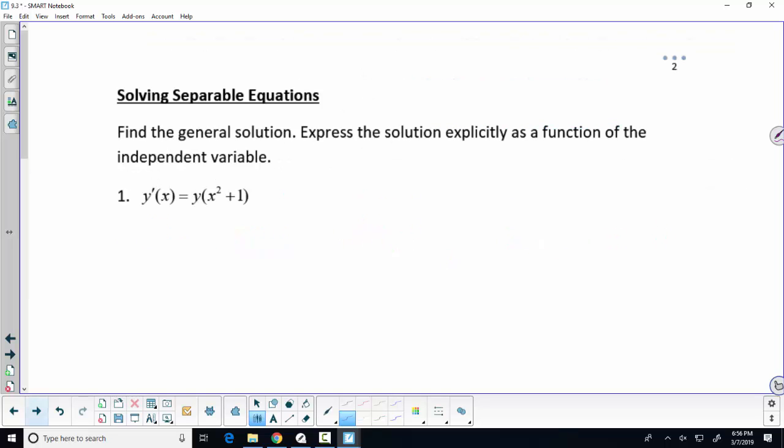So for example, y prime of x equals y times x squared plus 1. That y prime of x is just going to sit there as it is. We're going to leave it alone. But we do want to separate the variables over here because we have y and x. We want to put this y on this side with this y. So we're separating those variables, leaving the x's on one side and the y on the other side. So we'll have 1 over y times y prime of x equals x squared plus 1.